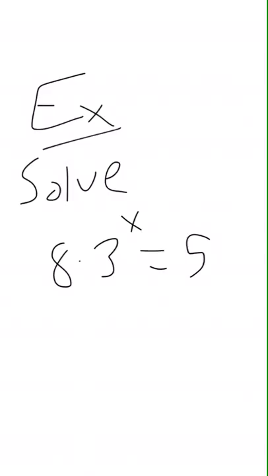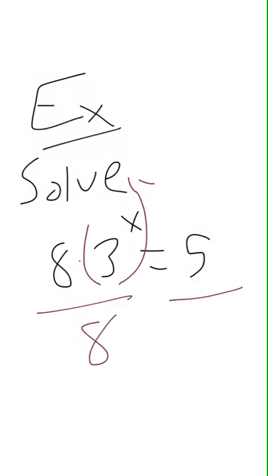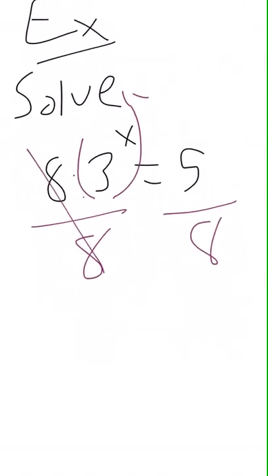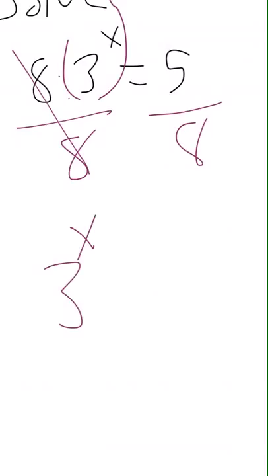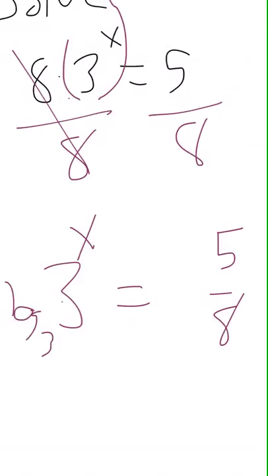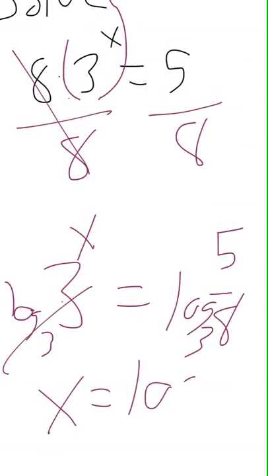So the next example, solve for x. 8 times 3 raised to the power of x is equal to 5. Now we cannot just multiply the 8 and the 3 together, because this is considered one term, 3 to a power of x. So we have to divide by 8, get the 3 to a power of x by itself. So you have 3 to a power of x is equal to 5/8. Now since 3 is the base, you can do log base 3 on both sides. So x is equal to log base 3 of 5/8.